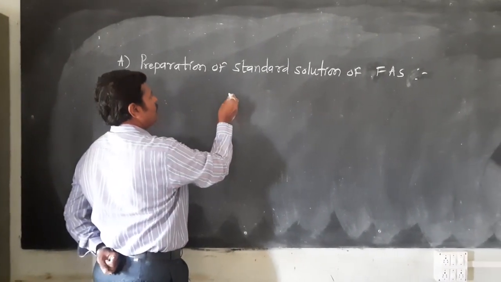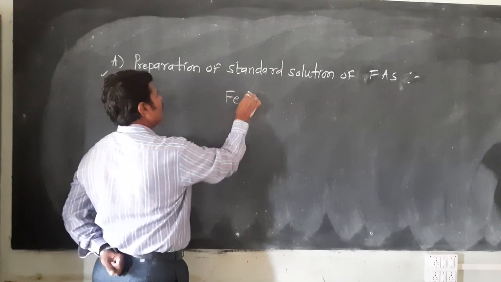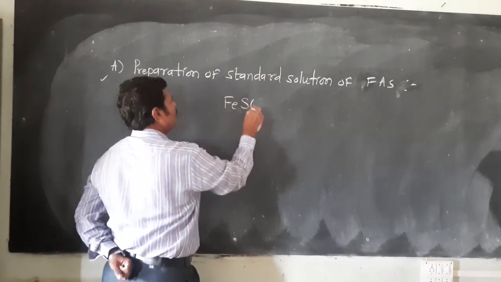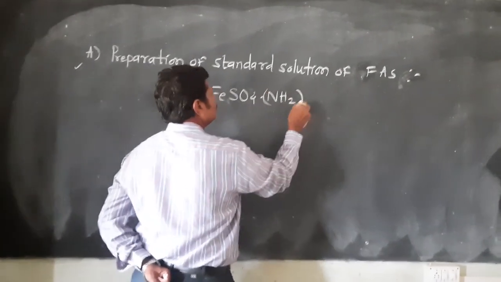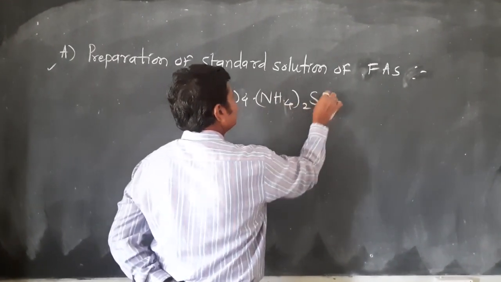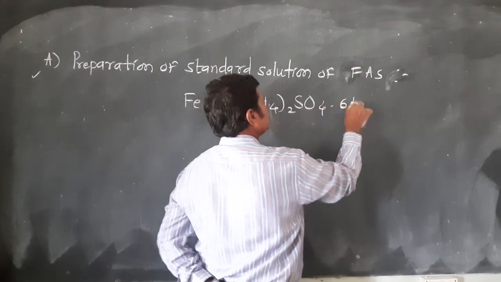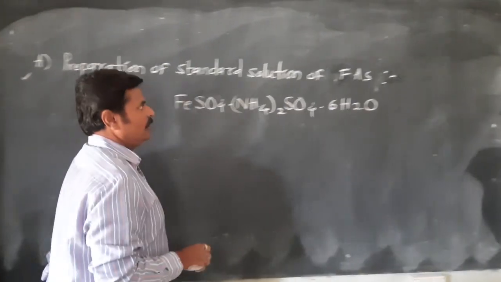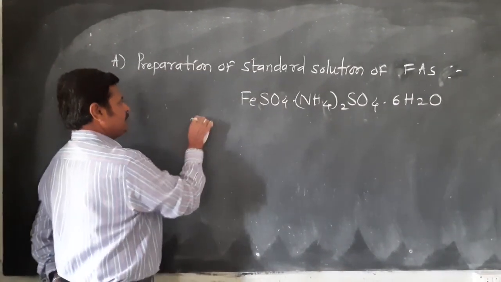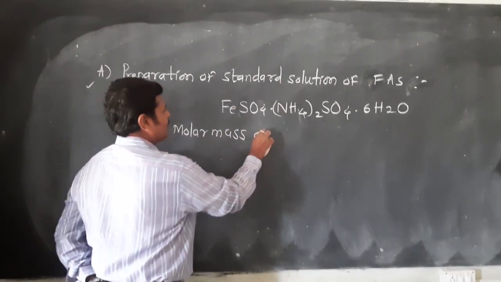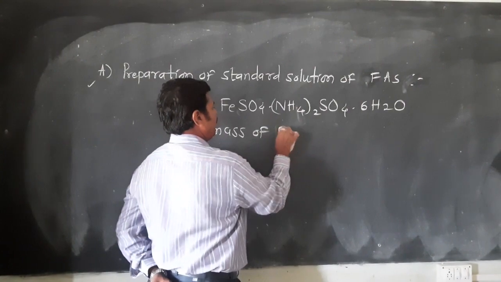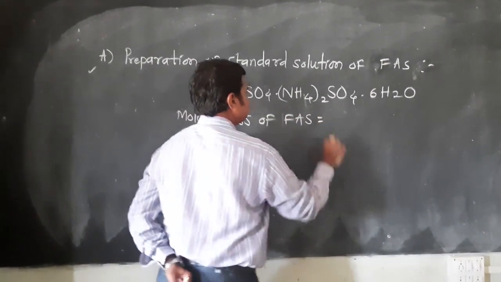Formula of ferrous ammonium sulfate: FeSO4 (NH4)2 SO4 6H2O. So we have to calculate molar mass of FAS.